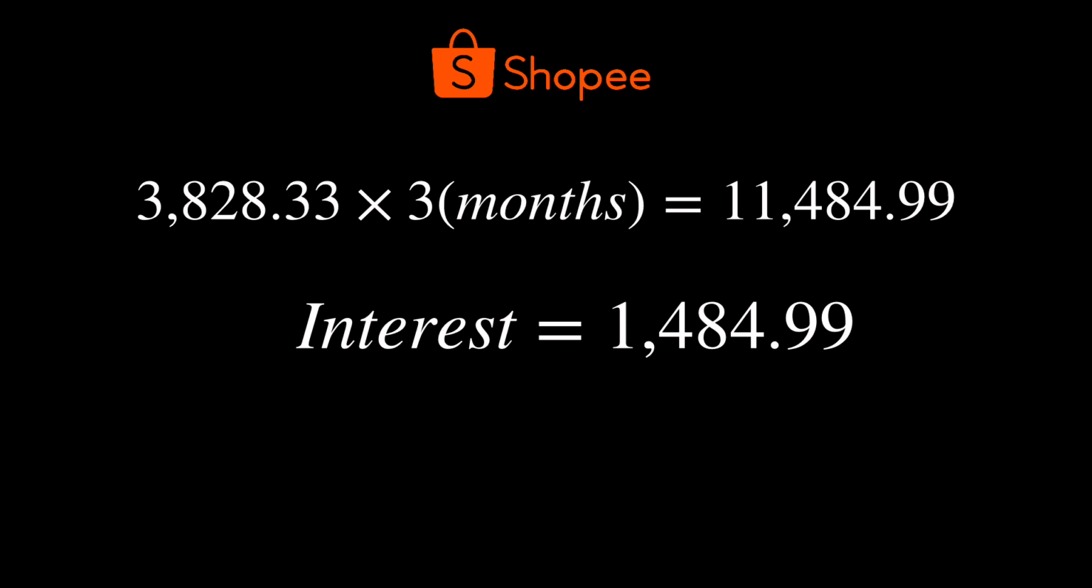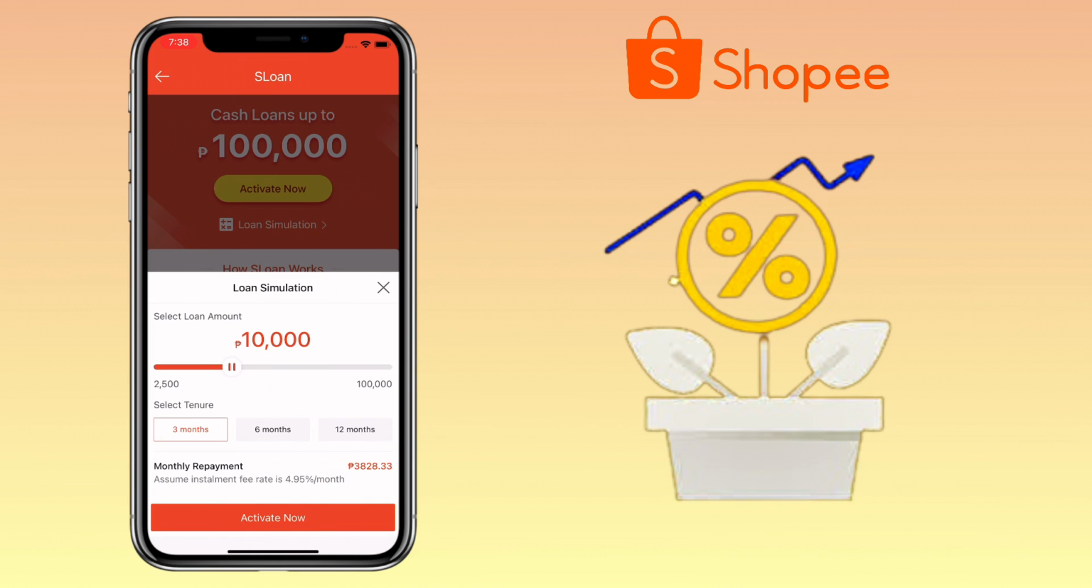We multiply it by 3 since we will be paying it for 3 months, so you will have a total payment of 11,484.99 pesos. That's 1,484.99 in interest.